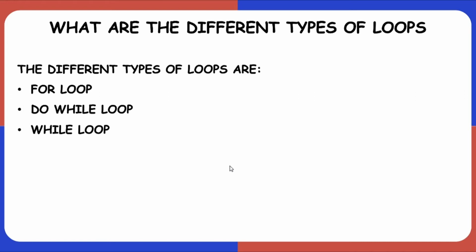So there are three different types of loops. Those are the for loop, the do while loop, and the while loop. So let's see in detail what they are.